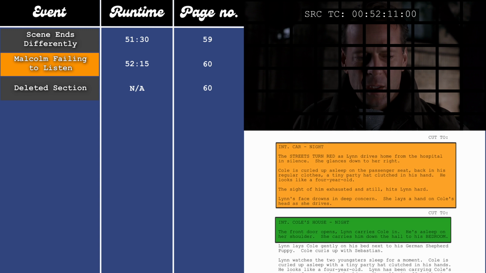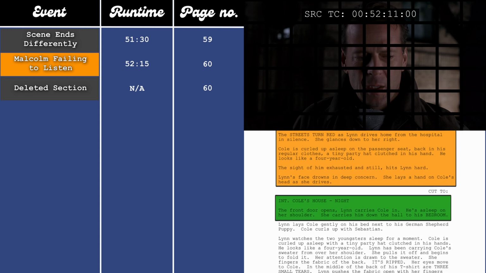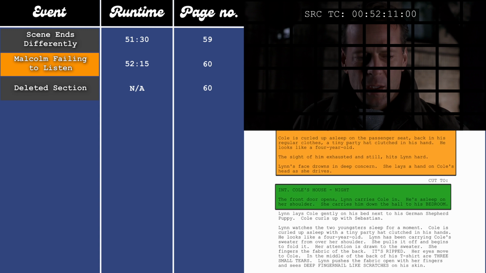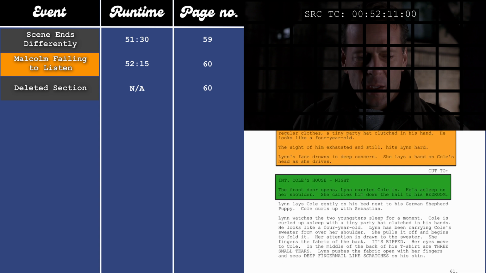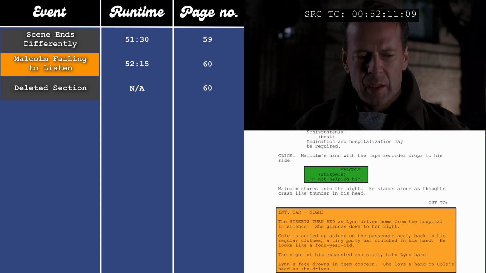Cut to interior Cole's house, night. The front door opens. Lynn carries Cole in. He's asleep on her shoulder. She carries him down the hall to his bedroom. So in the script, it goes from Malcolm speaking on the recorder to Lynn in the car with Cole curled up in the front seat, then to Lynn carrying Cole through the door into the house. Whereas in the film, it plays like this.